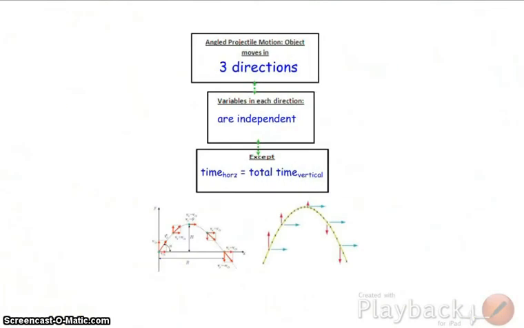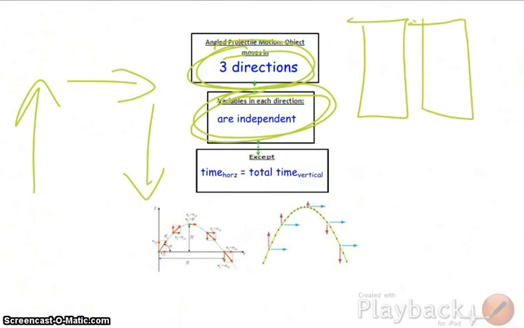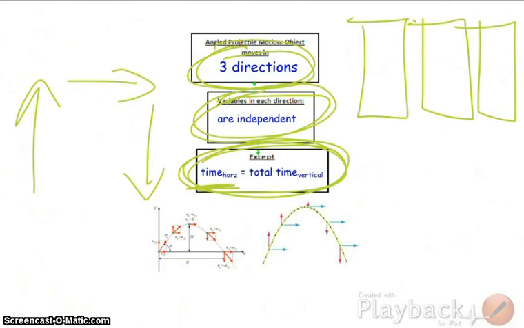Now when we're dealing with angled projectile motion, it's like smushing two things together, vertical and horizontal projectile, because now there are 3 directions. It's traveling up, it's traveling across, and it's traveling down. So 3 directions. Each direction is independent. So if we have 3 directions, each independent, we're going to have 3 sets of variables: 3 VI, VF, ADTs. Now, the only thing that links them, once again, is time. But in this case, the time horizontal is the total time vertical. So the time up plus the time down equals the time across.